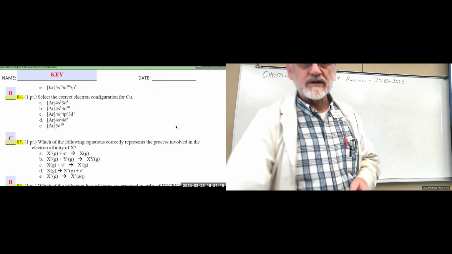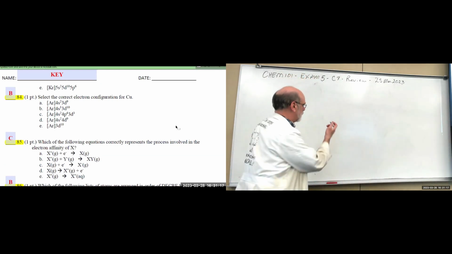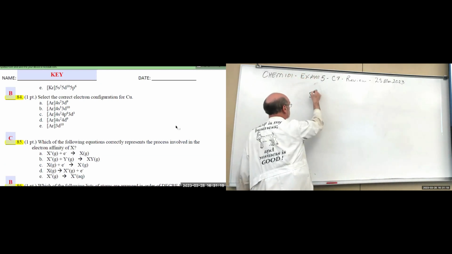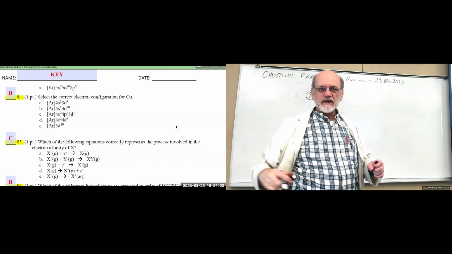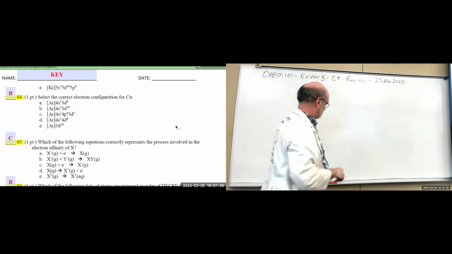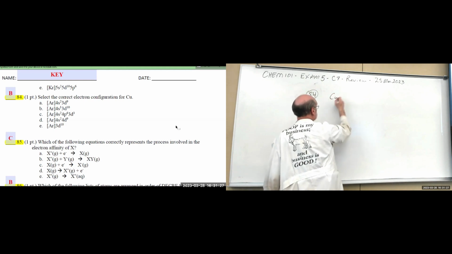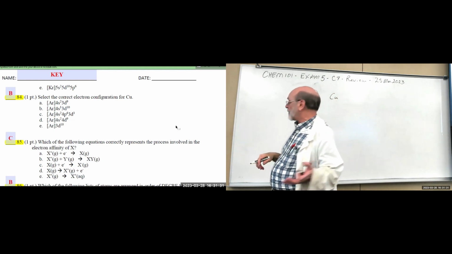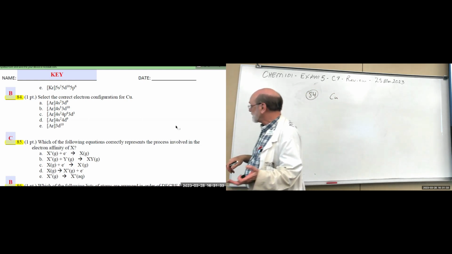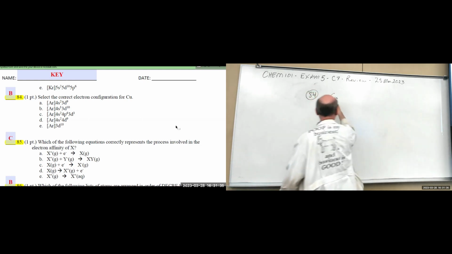Let's see. I do 84. 84. Select the correct electron configuration for copper. Okay, they're allowing us to use the abbreviated form. So how many electrons in neutral copper? We have 29.